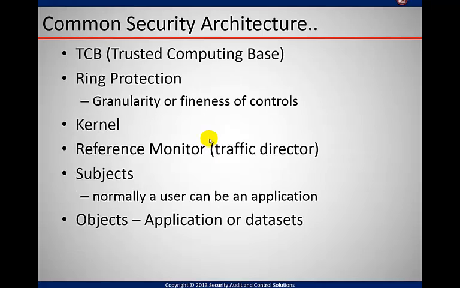A trusted computing base is the whole environment which is verifiable and also auditable. Ring protection, this means the granularity or fineness of controls. We'll look at that from ring 0 to ring 3. The kernel is at ring 0 and where everything goes through. It's a full testable and verifiable solution.